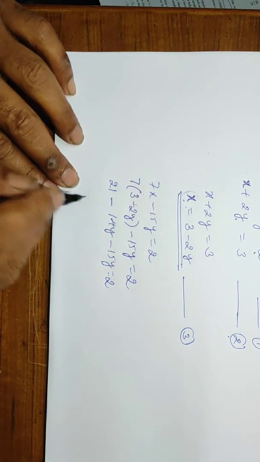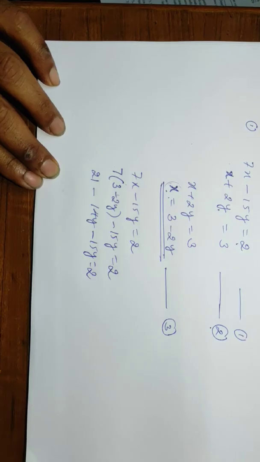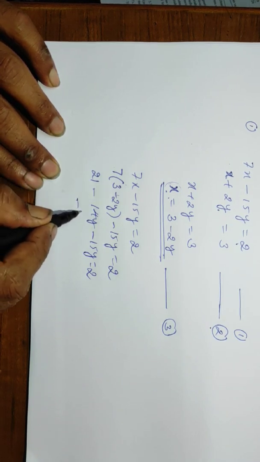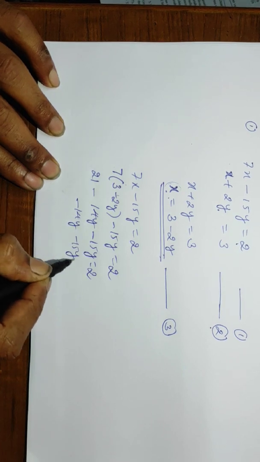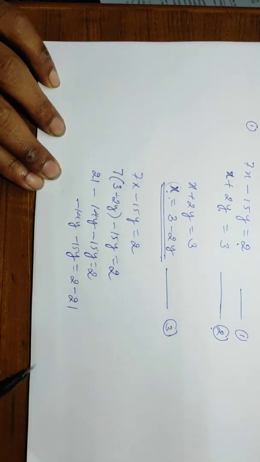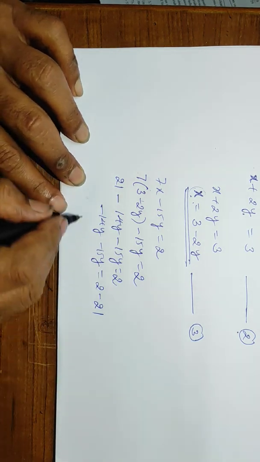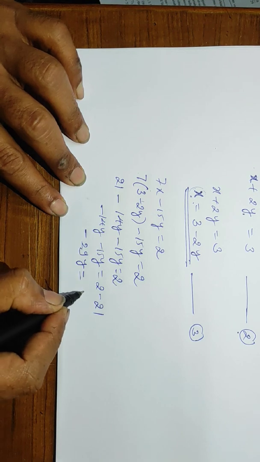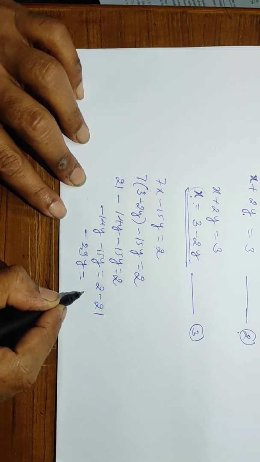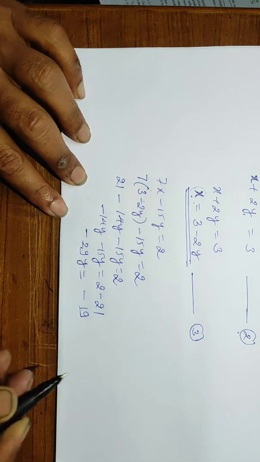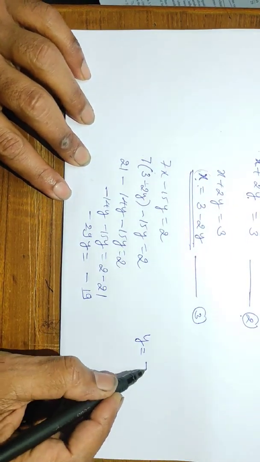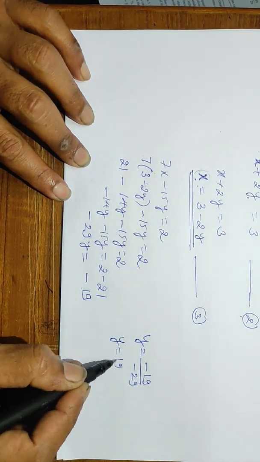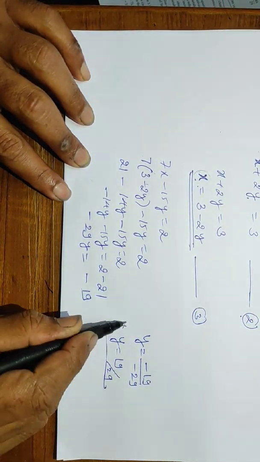So here, minus 14y minus 15y is equal to 2 minus 21. So I have to transpose. So minus 29y is equal to minus 19. So y is equal to minus 19 by minus 29. So y is equal to 19 by 29.